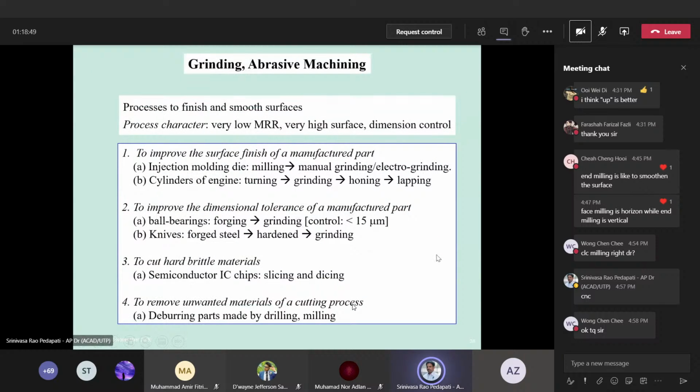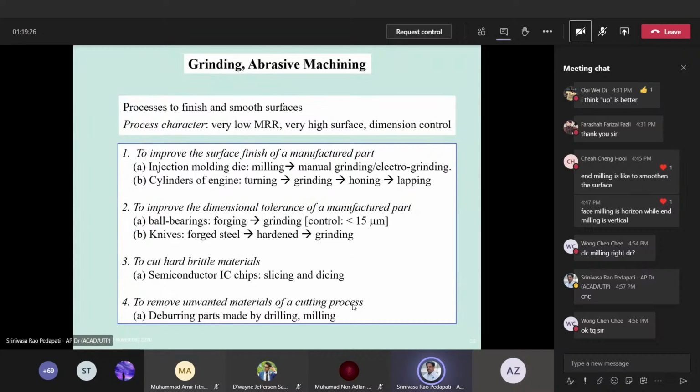So this is a process to finish and smooth surfaces. As I said, if we have anything and that part will undergo this operation, that operation is grinding operation, or it is also called abrasive machining. Abrasive machining means instead of a tool here, we use abrasive particles, rough particles. So those abrasive particles are the tools here, not the single point tool like we see in the high speed steel, carbide tools like that.